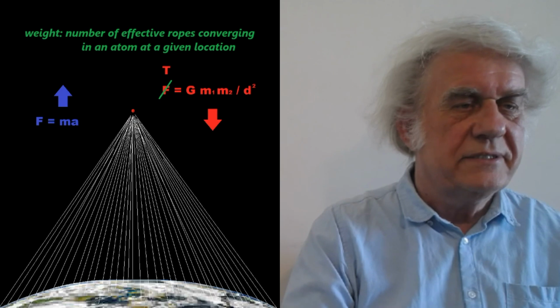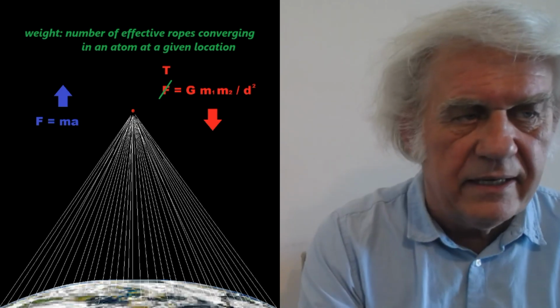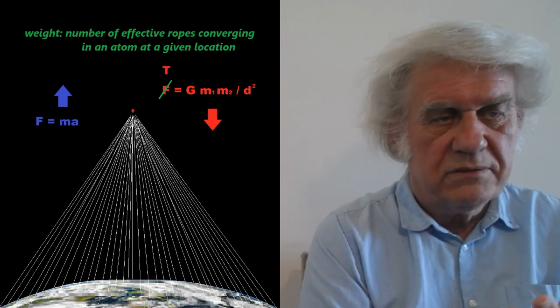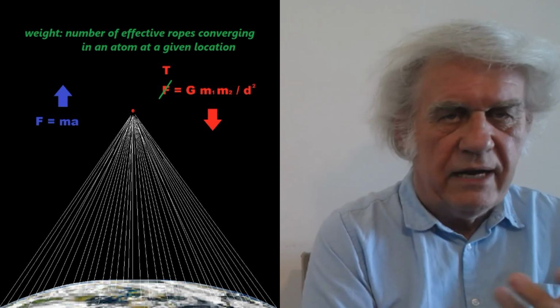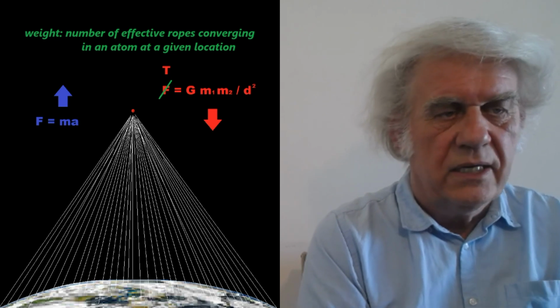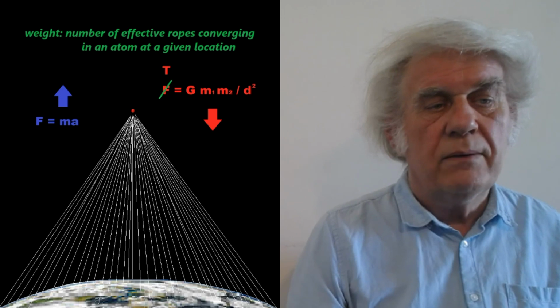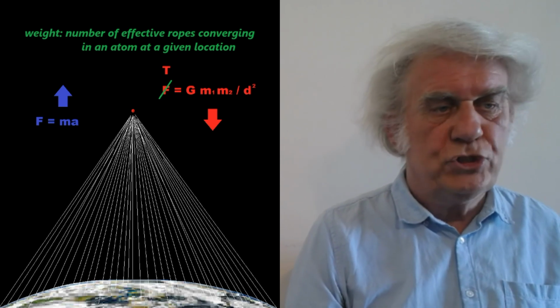I had one more issue before I continue, and that is that the rope model also explains the principle of equivalence. For those of you who are familiar with that, I'm not going to go into detail, but here it is. The principle of equivalence compares force equals mass times acceleration with Newton's gravitational equation, force equals the gravitational constant G, mass 1, mass 2 over distance squared, which is really not a force, it's tension.